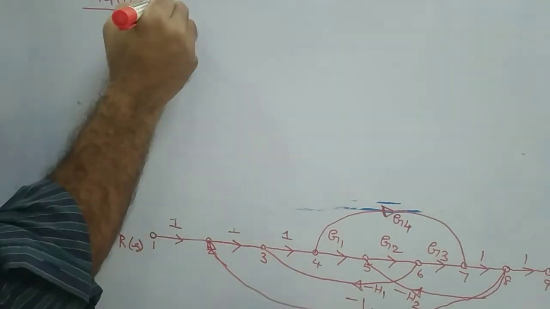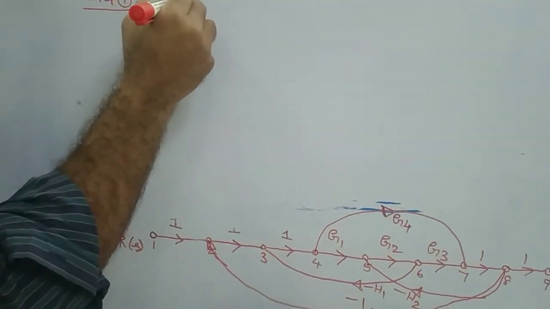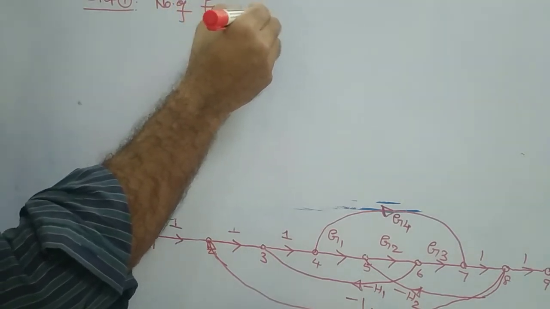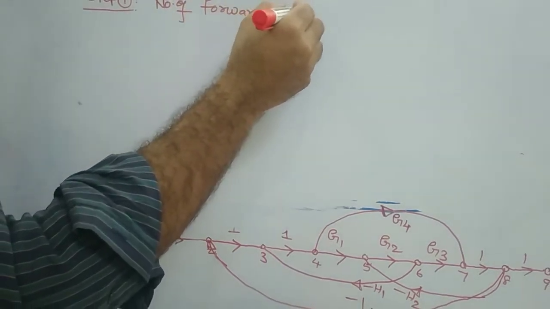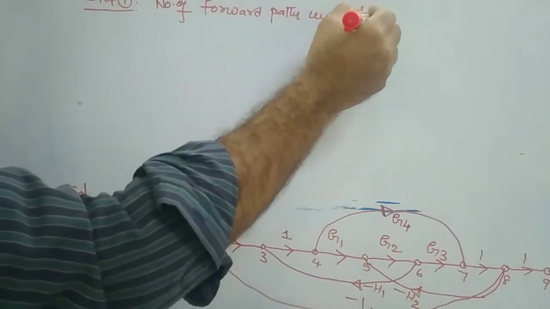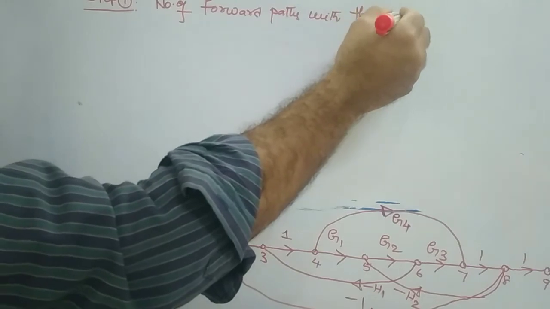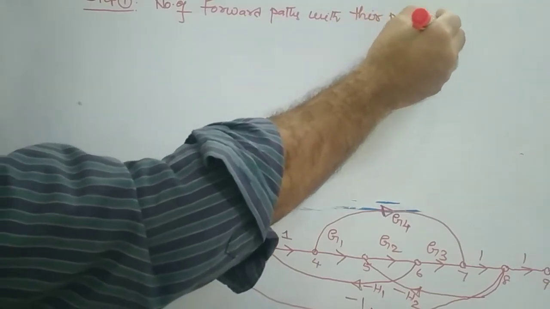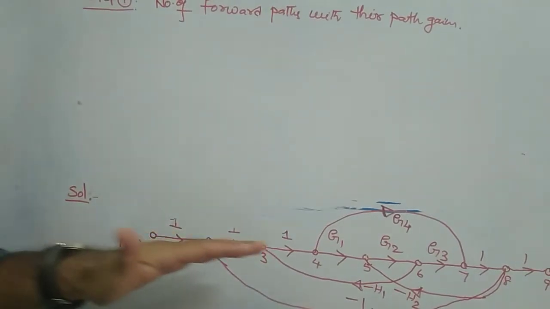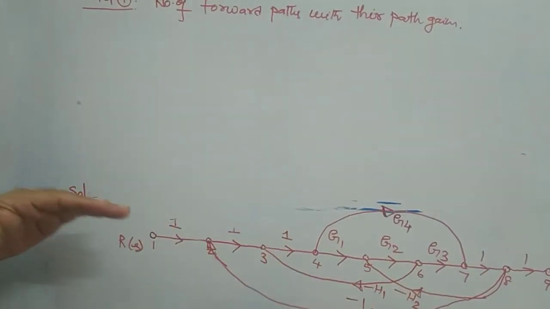Otherwise just for your sake one time I will write number of forward paths with their path gains. So number of forward paths. How many forward paths are there? Forward paths, I already explained.